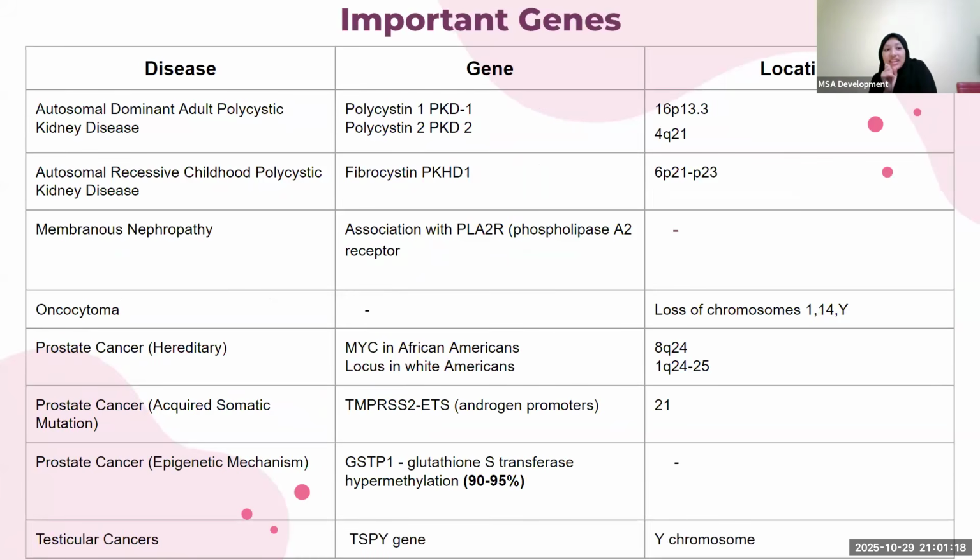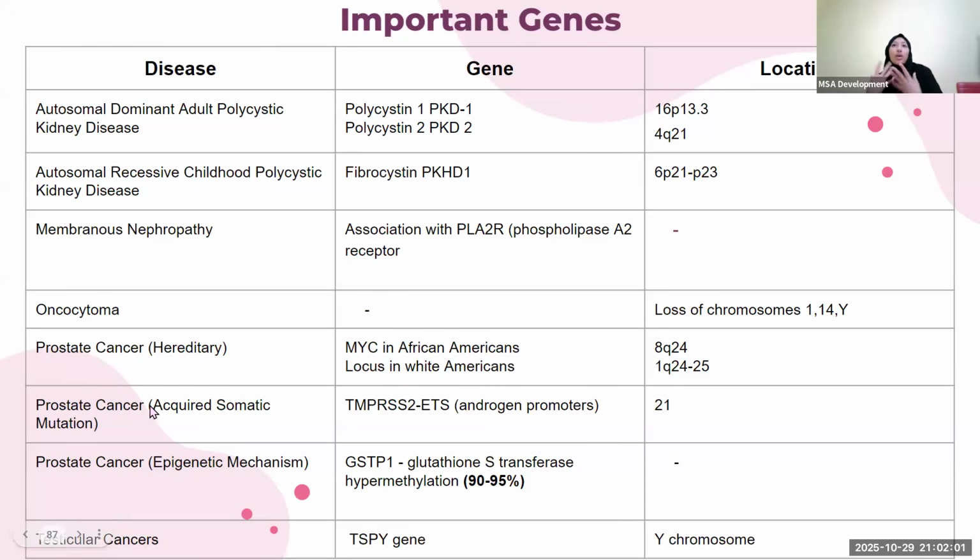These are the most important genes for each disease that was mentioned. I wrote the gene and the location. Hopefully it helps, and you will see the things that were mentioned in the lecture that are important. Prostate cancer can be hereditary, acquired somatic, or epigenetic. Hereditary means family, right? In African Americans, this is the MYC gene. You don't need to know the location, but the MYC gene is important. In white Americans, it's a certain locus on chromosome 1.